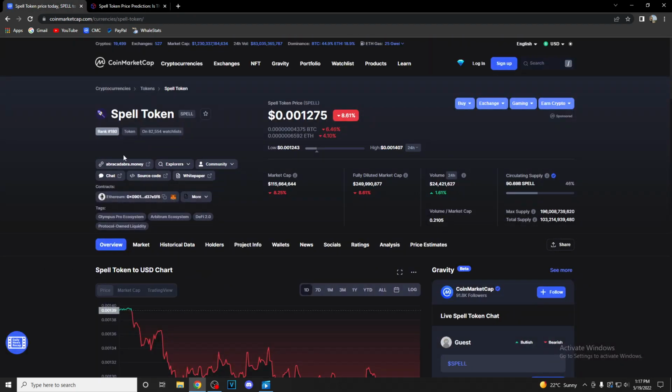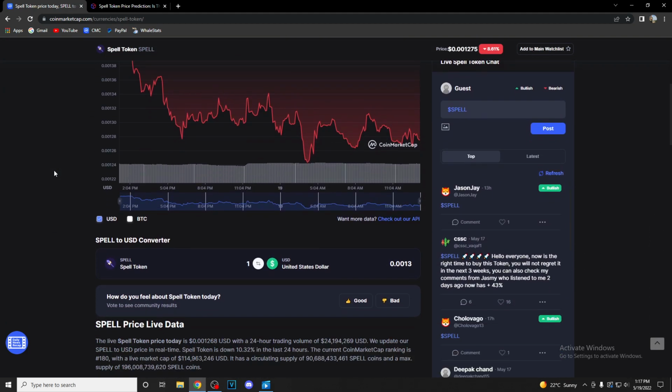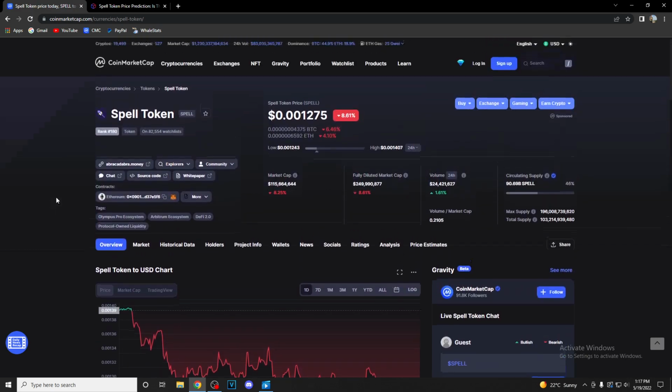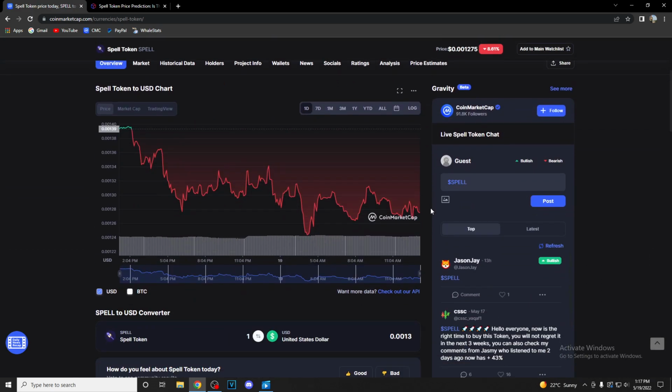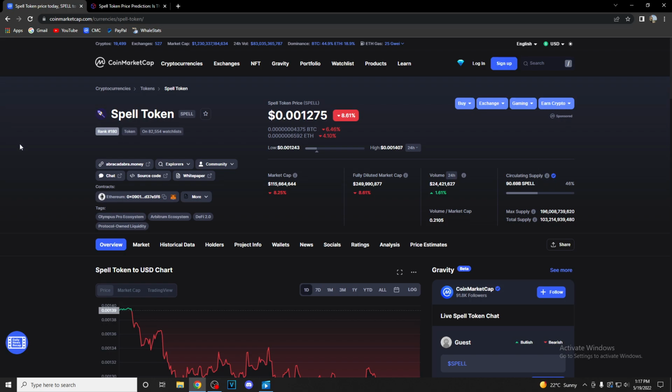So guys, major issues for Spell token. Basically, it is not known whether or not it's gonna fall. It's more likely that it continues its downtrend. But guys, I'm not your financial advisor, and I always encourage you to do your own research before entering any market.